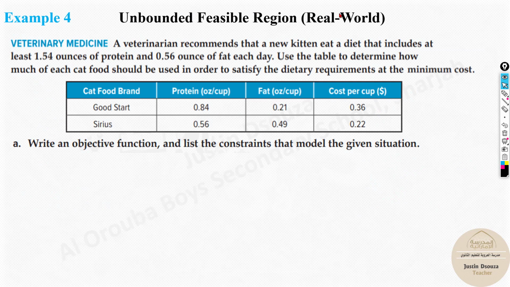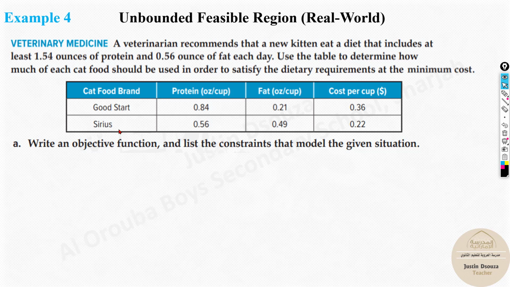The example 4 is about real world problems about unbounded feasible region. So let's go through them now. A veterinarian recommends that a new kitten eats a diet that includes at least 1.54 ounces of protein and 0.56 ounce of fat each day. Use the table to determine how much of each cat food should be used in order to satisfy the dietary requirements at the minimum cost.